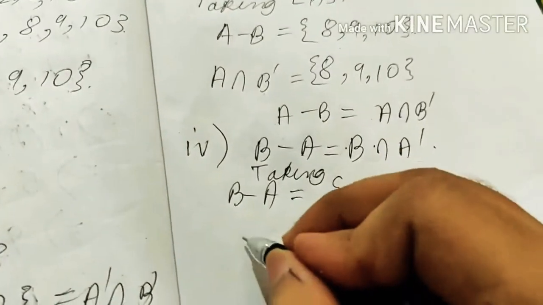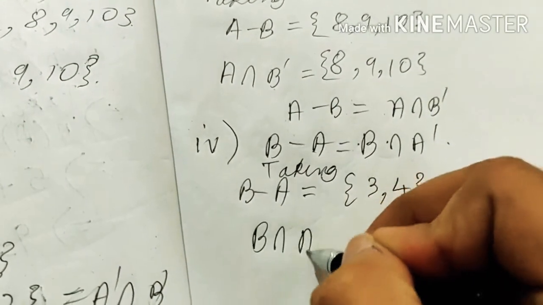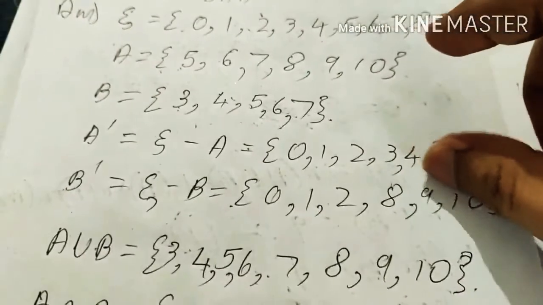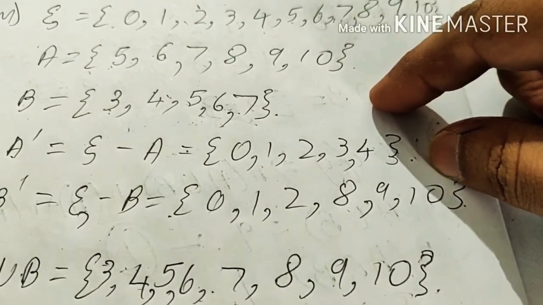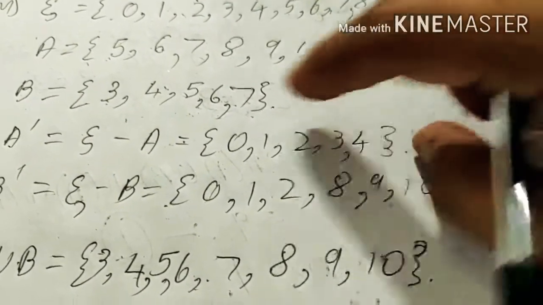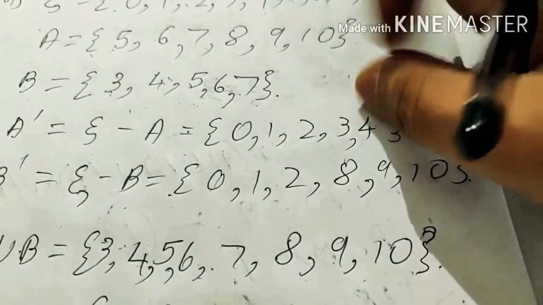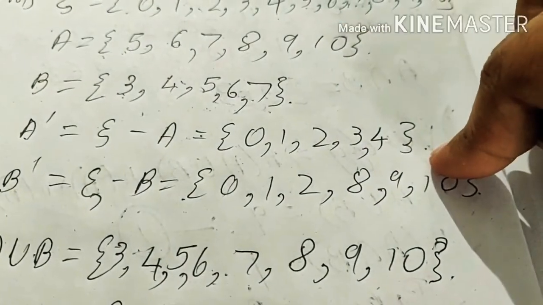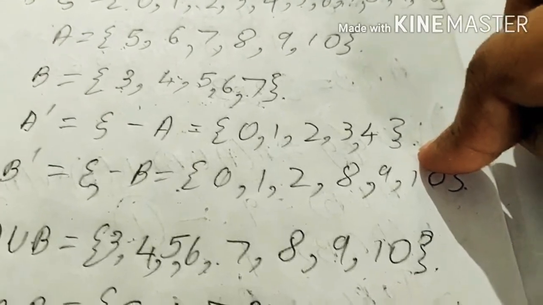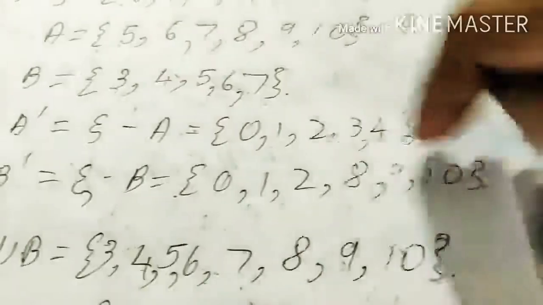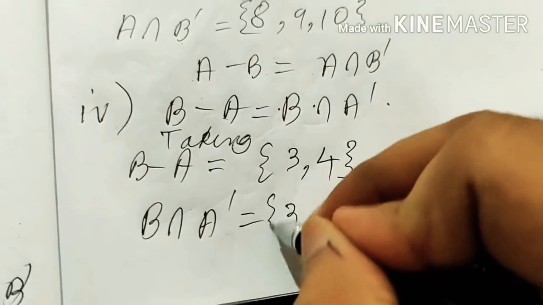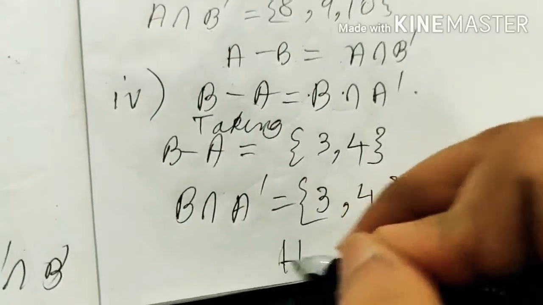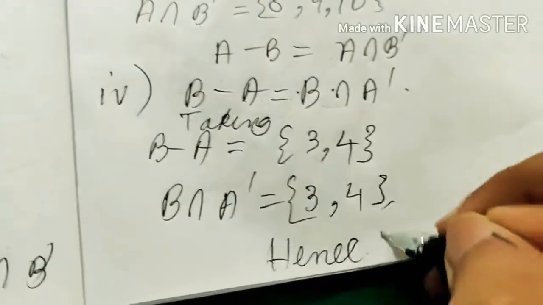And next we have to find the common part between B and A complement intersection. What is common between B and A complement? If you see, 3 and 4 is the only common part between B and A complement. So 3 and 4. So these are again equal. So hence verified.